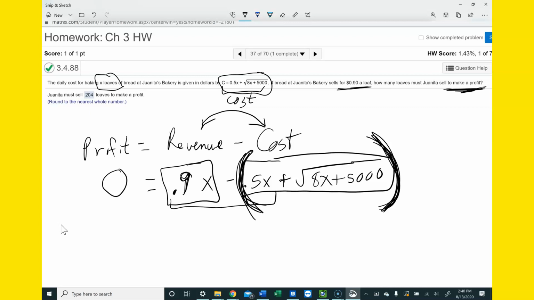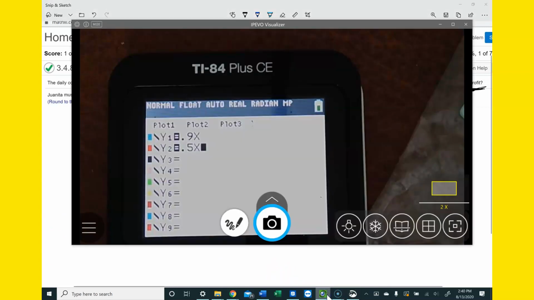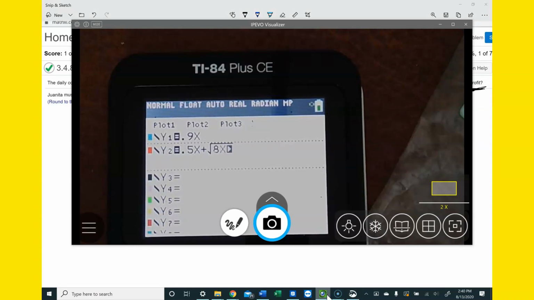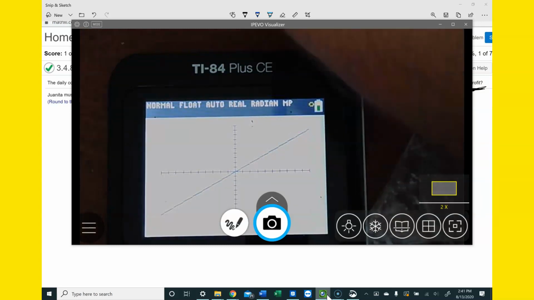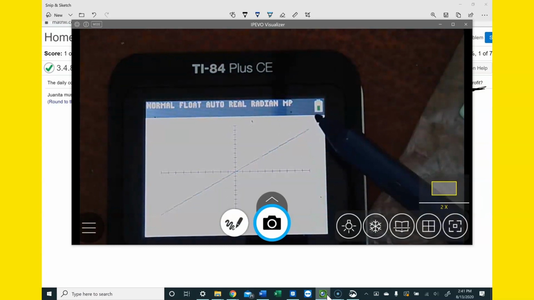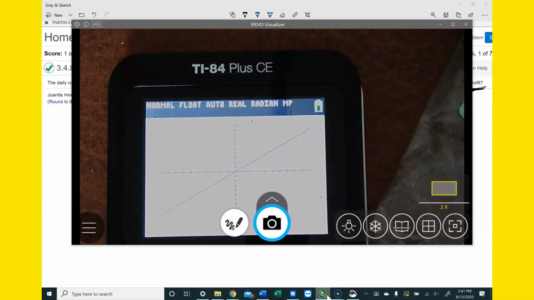But let's type it in the calculator: 0.5x plus the square root of 8x plus 5,000. And I hit graph. As long as this little circle up here is turning, it means it's still graphing. But notice I can see a blue line, so one of the curves fit on my standard window, but the other curve did not fit on this window.